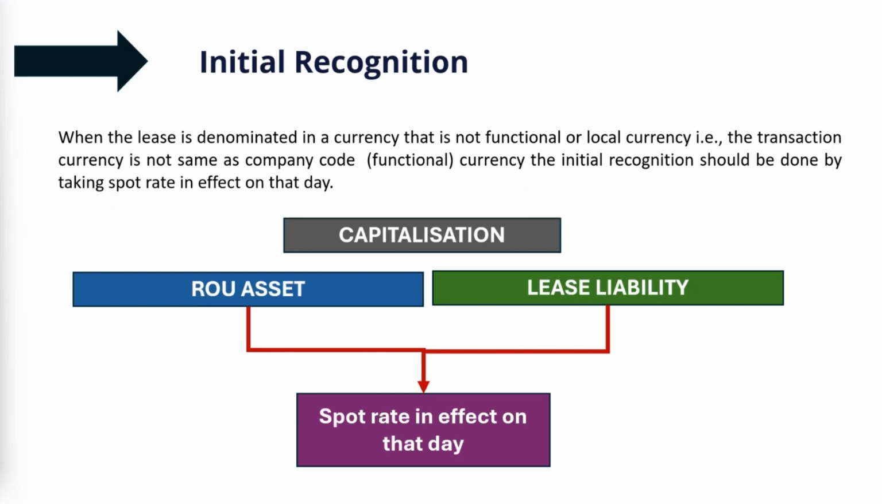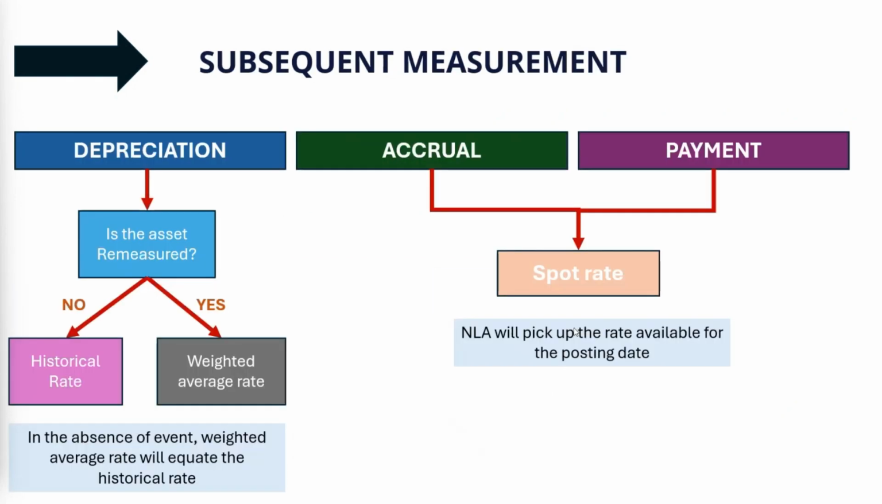So if the contract currency is denominated in a currency that is not a functional or company currency, the initial recognition of both the ROU asset and the lease liability will be done by taking the spot rate in effect on that day. And for subsequent measurement, the depreciation will be translated using the historical rate, unless there has been a remeasurement previously.